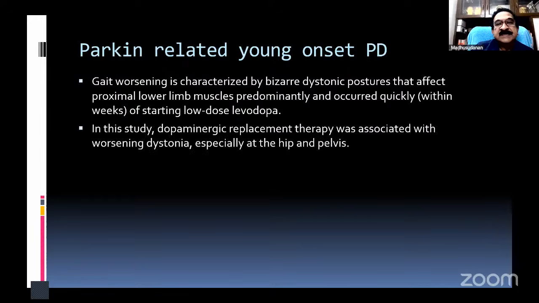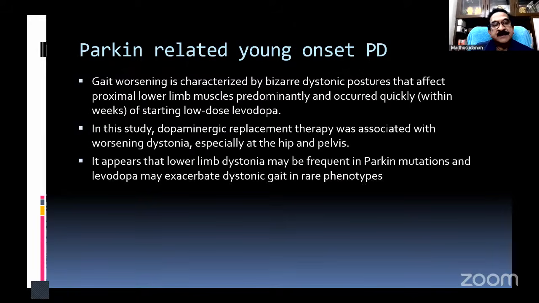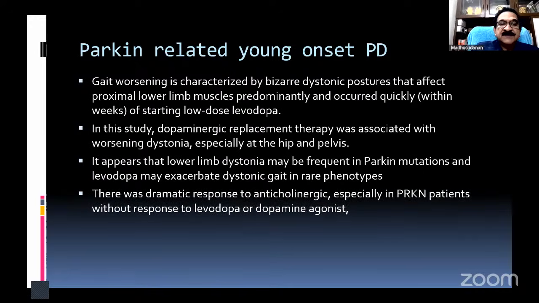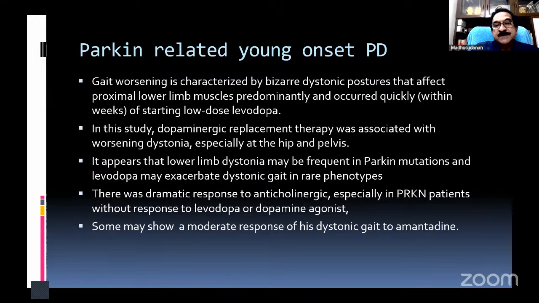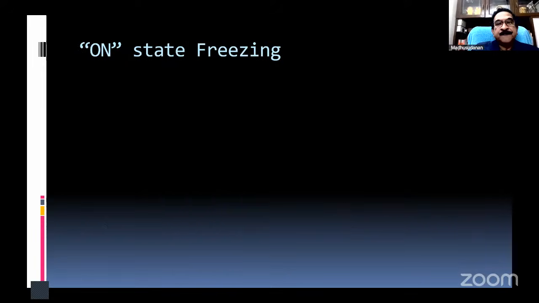In this study, dopaminergic replacement therapy is associated with worsening dystonia, especially in the hip and pelvis, just like our patient. It appears that lower limb dystonia may be frequent in Parkin mutations, and levodopa may exacerbate dystonic gait in rare phenotypes. There was dramatic response to anticholinergics, especially in Parkinson patients, without response to levodopa or dopamine agonist. Some may show moderate response to amantadine.